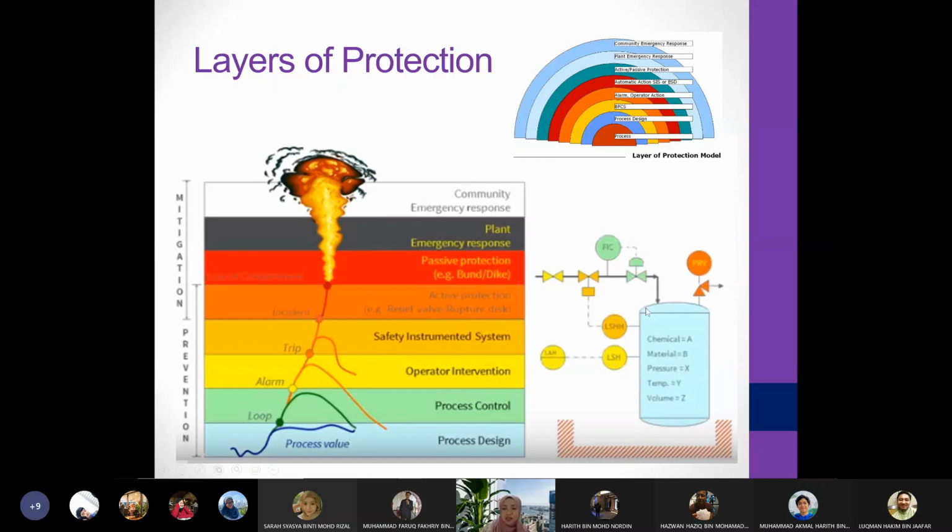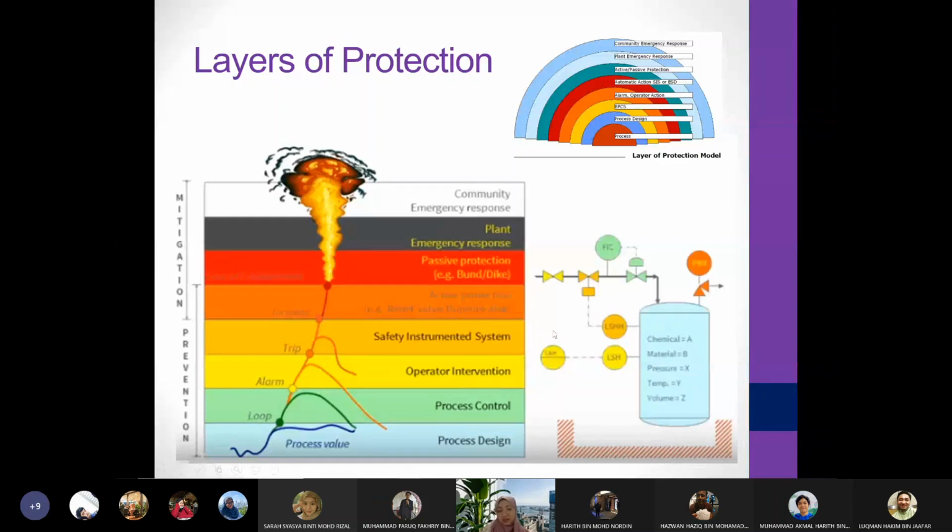Okay, and once you have that reactor installed, you must have a process control. A process control is a second layer of protection where you put in all these instrumentations, such as all the safety valves that automatically open and close, and then you have sensors such as flow sensors, flow indicators, temperature indicators, temperature sensors, pressure, and so on.